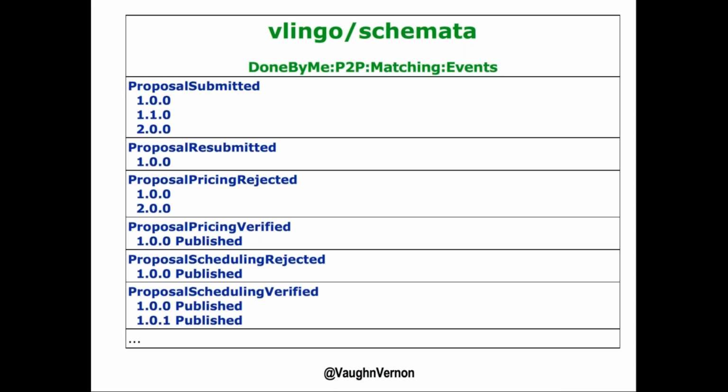So for example, 1.0.0 was the original. When 1.1.0 is created, it must be backward compatible. And VLINGO Schemata has compatibility checks, just like a compiler. Whenever 1.1.0 is compared to 1.0.0, we will refuse to permit 1.1.0 to be pushed into the schema registry if it is not backward compatible with 1.0.0.